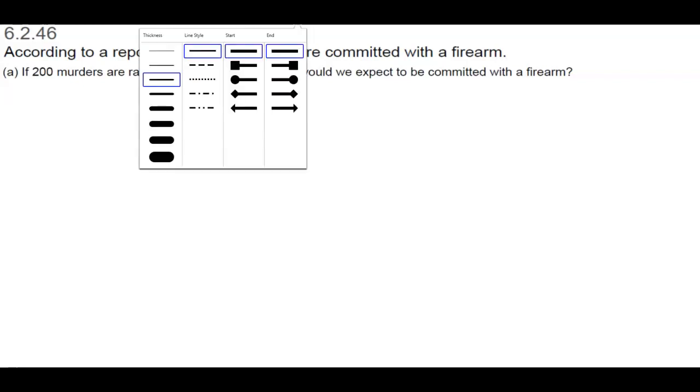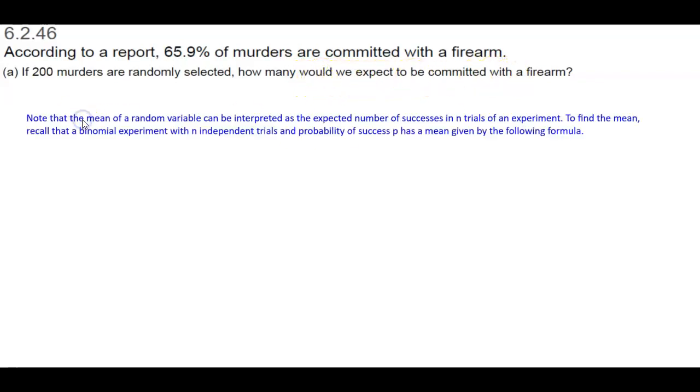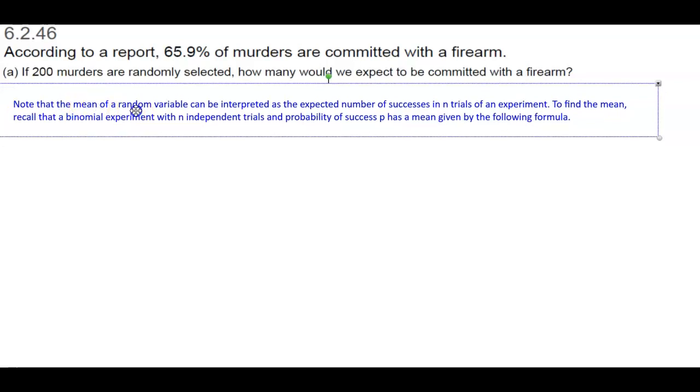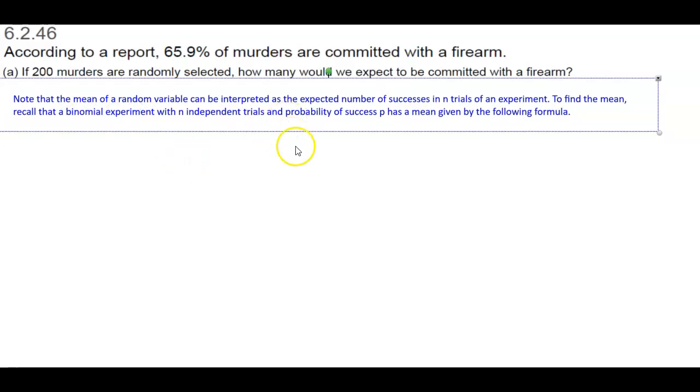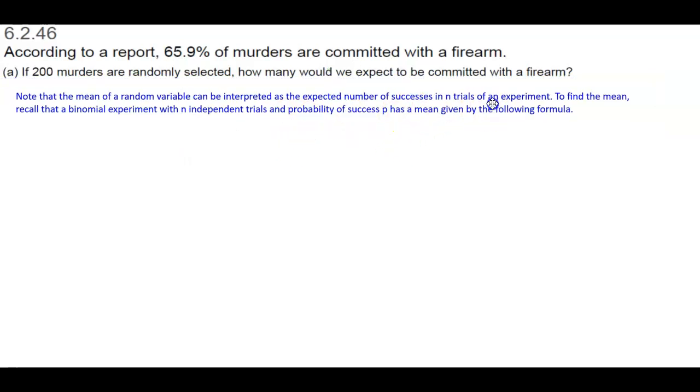6.2.46. According to the report, 65.9% of murders are committed with a firearm. In Part A, if 200 murders are randomly selected, how many would we expect to be committed with a firearm? Note that the mean of a random variable can be interpreted as the expected number of successes in n trials of an experiment.